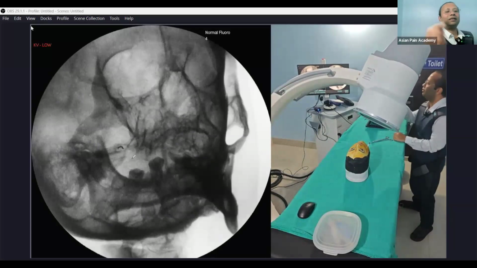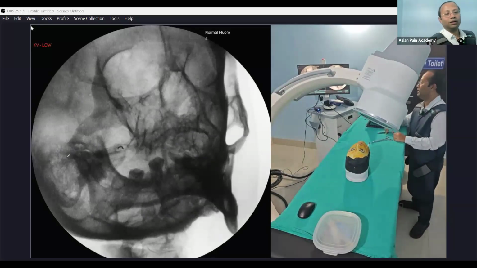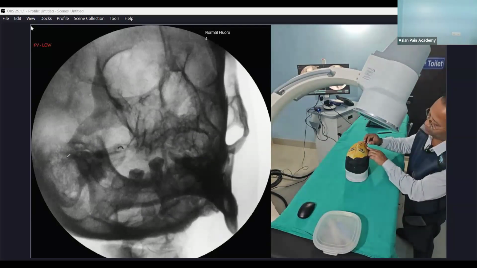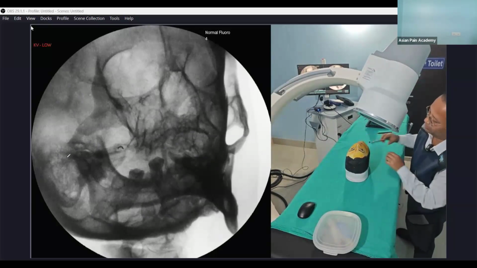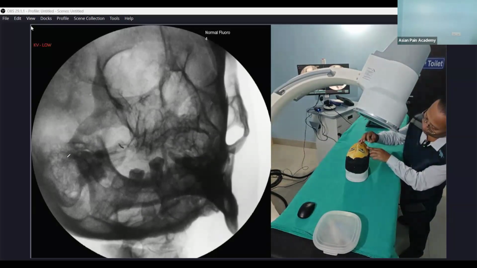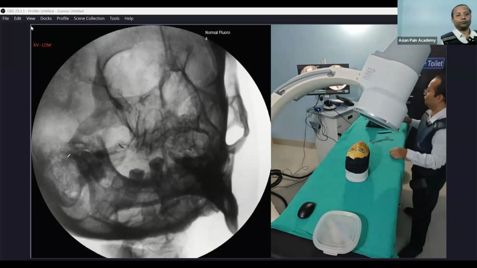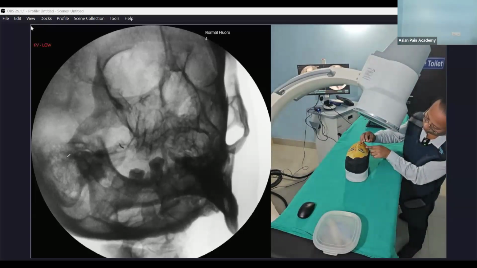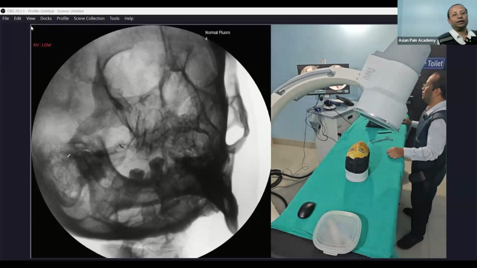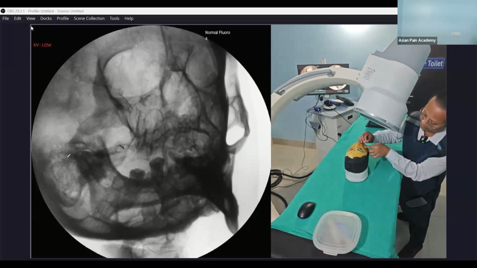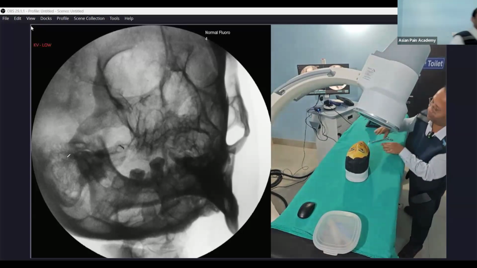So I have decreased the obliquity because it was going towards the mandible. Okay. So now it is in the V2 division. So I'm coming out a bit and then I'll just make it a bit lateral. In the mannequin, it becomes a bit problematic because it takes a preformed path.